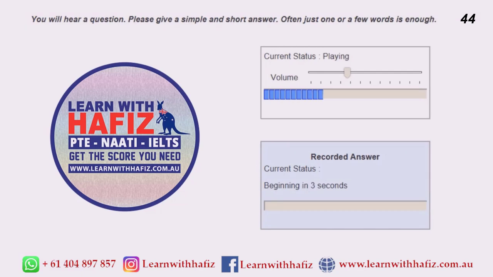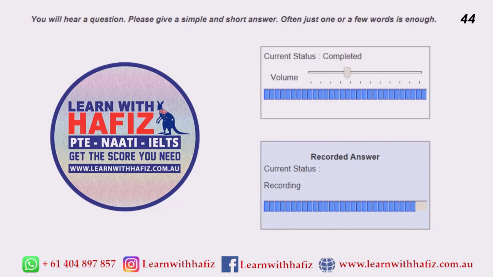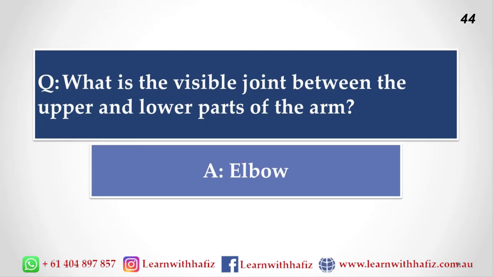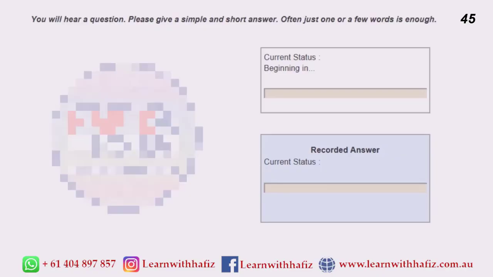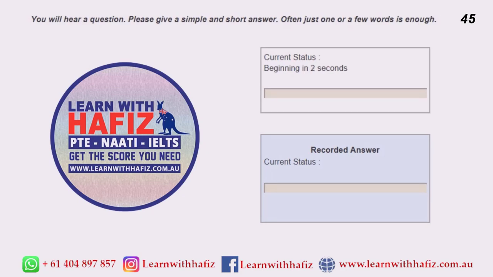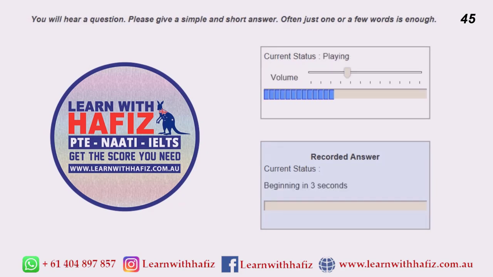What is the visible joint between the upper and lower parts of the arm? Correct answer is. If a newspaper published in 7 days of a week, and a magazine published 1 day a week, what is that journal which is published 4 months a year?